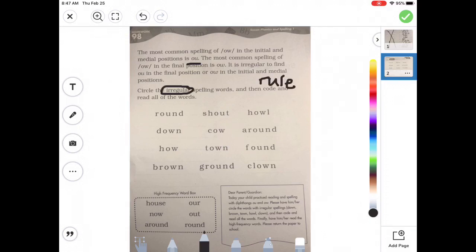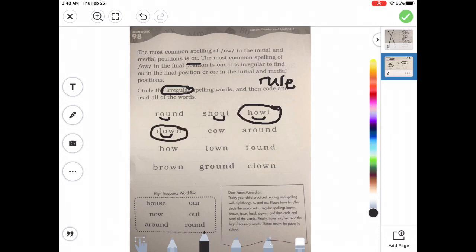So look at our first one. When we see OU, it's in the middle, so that follows the rule. So round. In this one, we see OU in the middle. Shout. It follows the rule. Look at this one, though. I've got OW in the middle. So that's a rule breaker. It's not at the end. So I'm going to circle that one. Look at the next one. This is one of our sight words. Down. It's got OW in the middle, so it's a rule breaker, so I'm going to circle it.